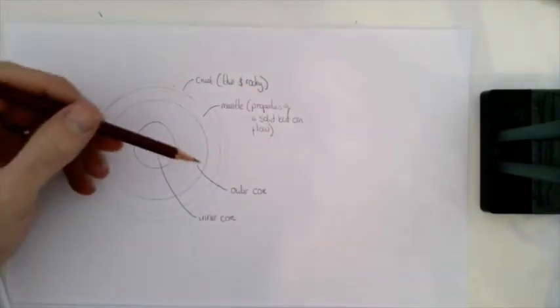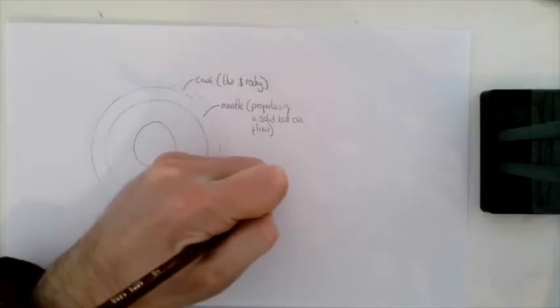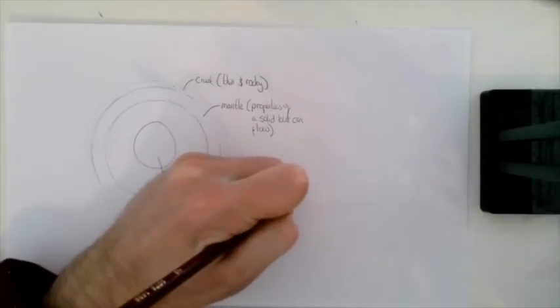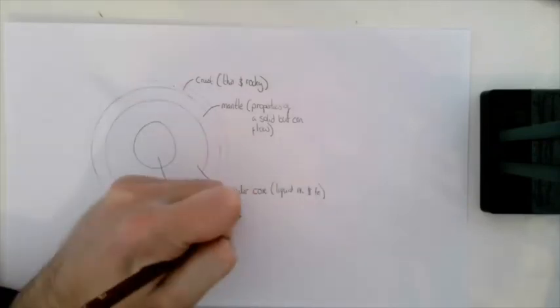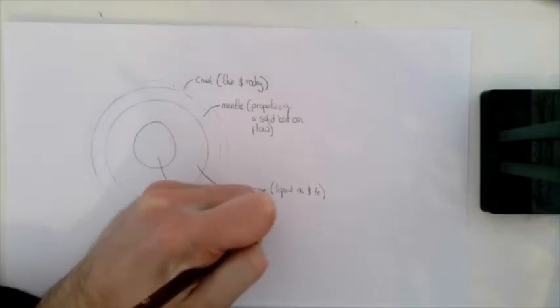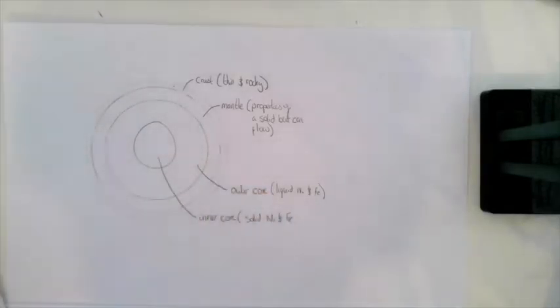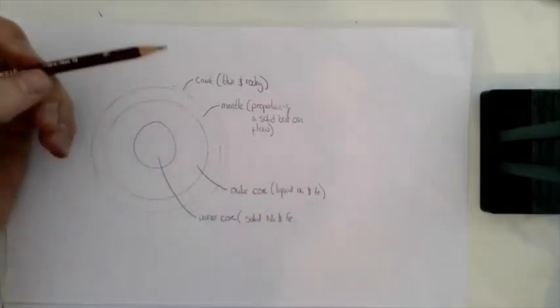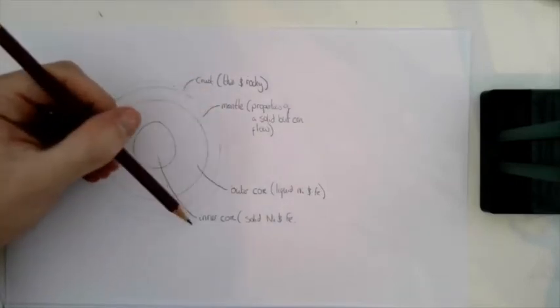You've then got the outer core, which is made from liquid nickel and iron, and the inner core, which is made from solid nickel and iron. So those are the different layers. You've got the crust, you've got the mantle, you've got the outer core and the inner core.